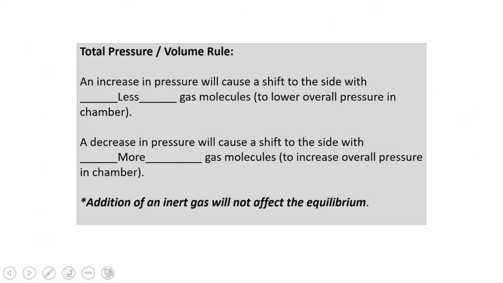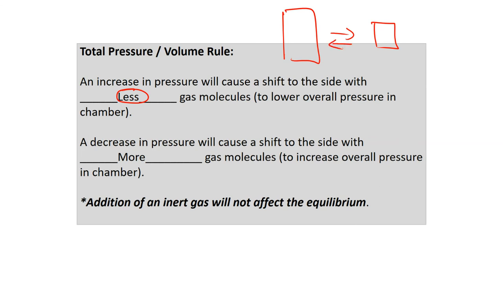The rule here for pressure or for volume for our gases: an increase in pressure, so that's a decrease in volume, will cause a shift to the side with less gas molecules, and a decrease in pressure, which is an increase in volume, will shift to the side with more gas molecules to fill that added space.